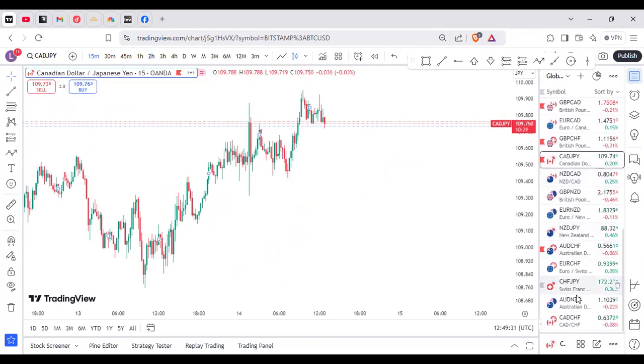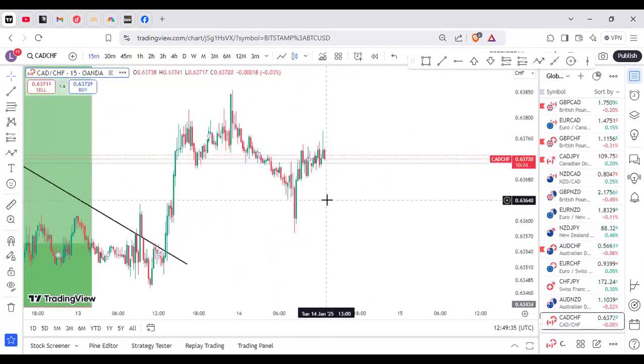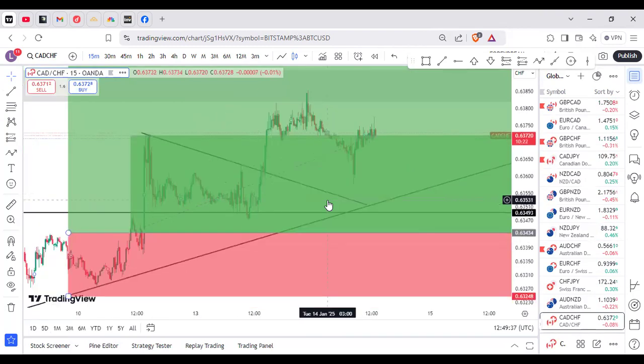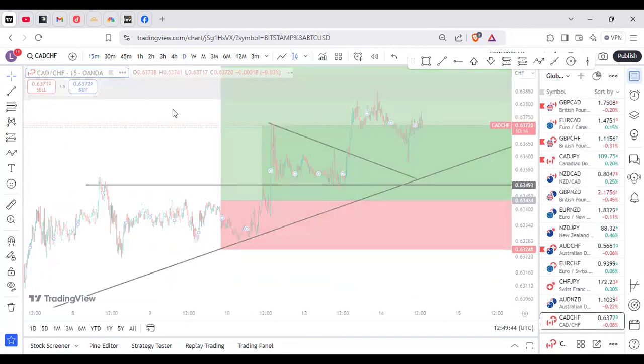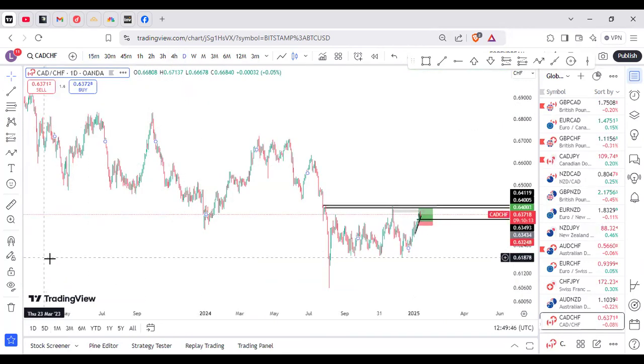Typical Canadian updated the Swiss francs, one of this pattern. Okay, another risk. This one is available on a higher time frame. Actually, from the daily time frame, this one is more visible. Let me show you.